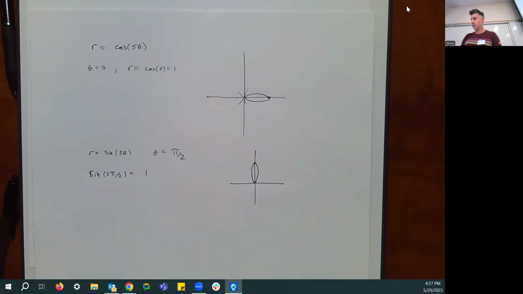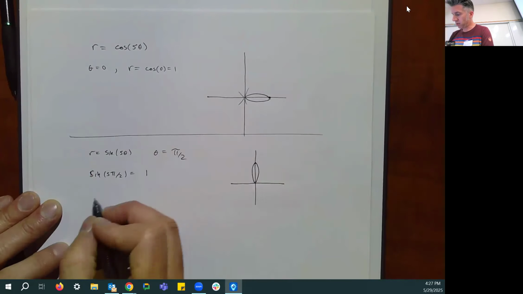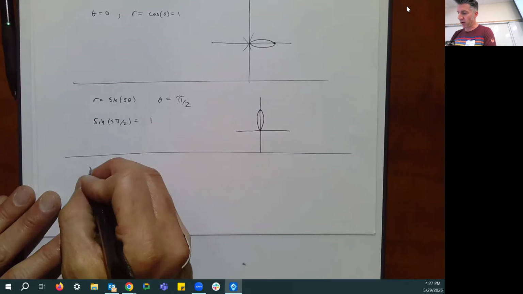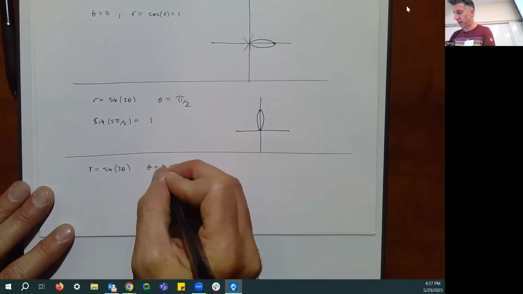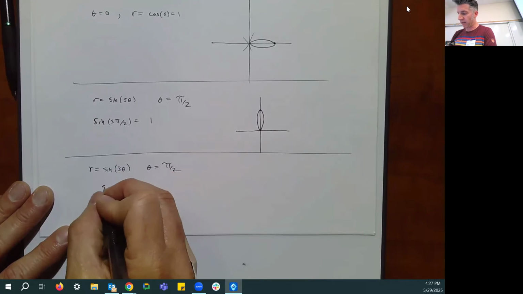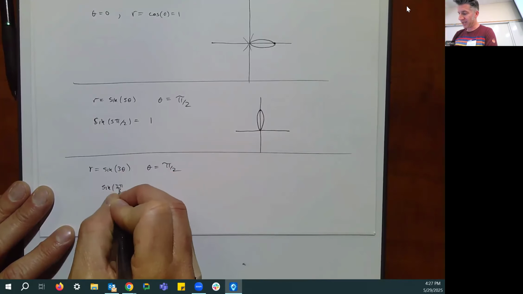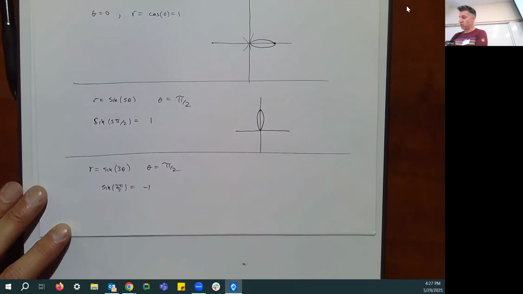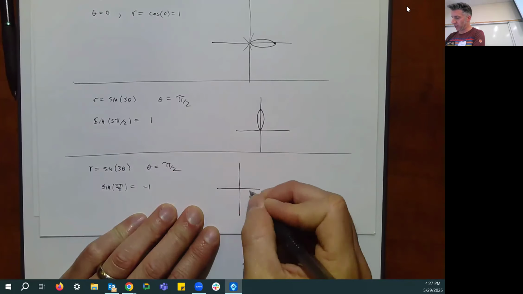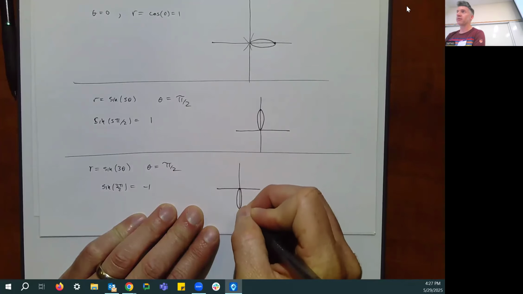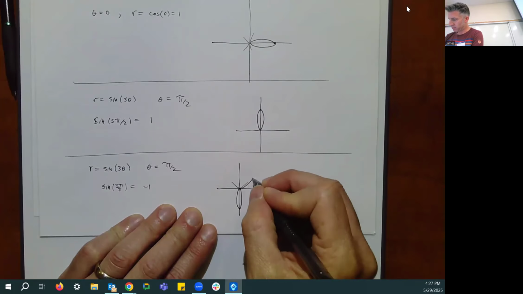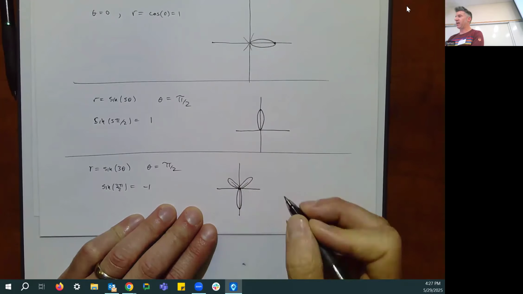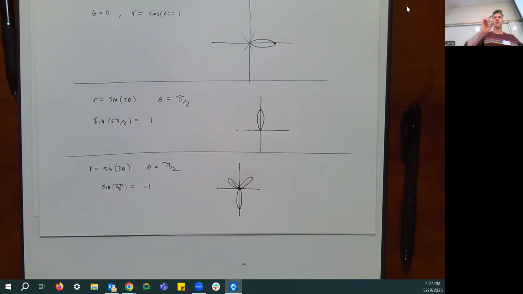But contrastingly, if it's r equal to sine of 3 theta, we again pick theta equal to pi over 2, and sine of 3 pi over 2 is negative 1. So this one starts on the lower y-axis, and then your other petals are there and there. So sine's always kind of a crapshoot. Really, sine changes which part of the axis is on every other one.